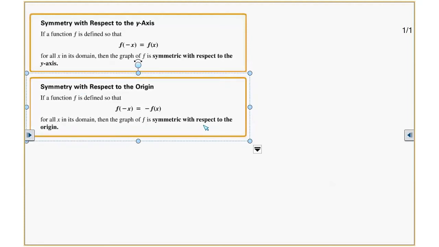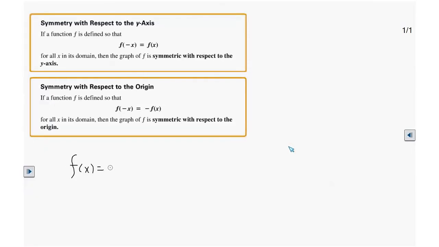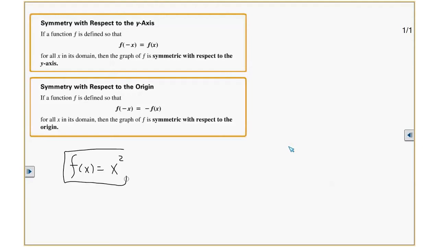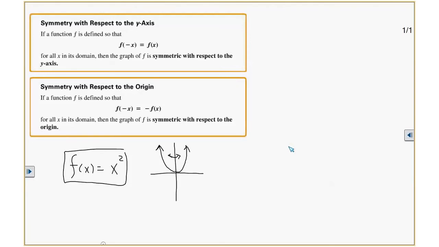There. All right, those are the two rules that you're going to be using with even or odd functions, with respect to the x-axis and y-axis. If I give you f of x is equal to x squared, and I tell you, tell me the symmetry of that function? Well, you can look at it now that you know the family of graphs, and you know it's symmetric around the y-axis.